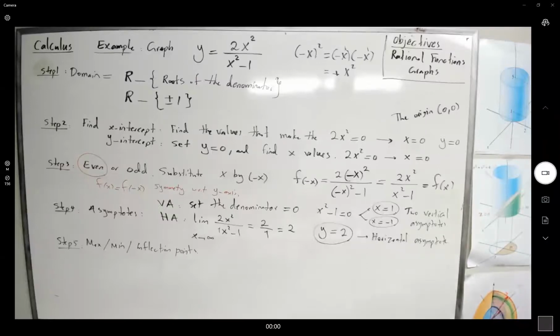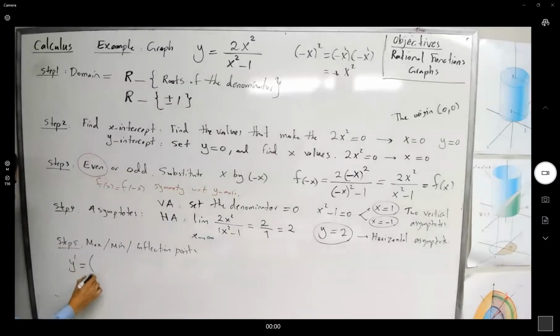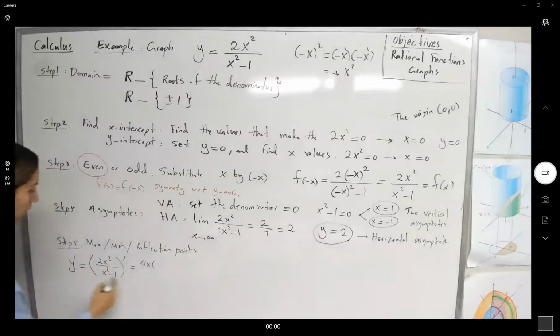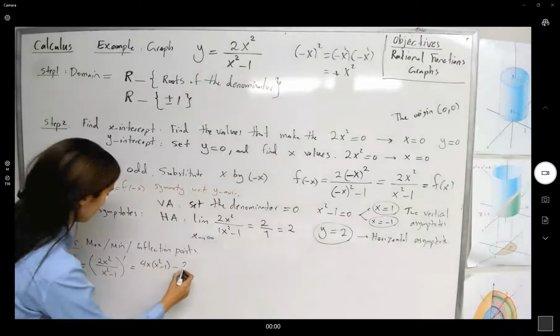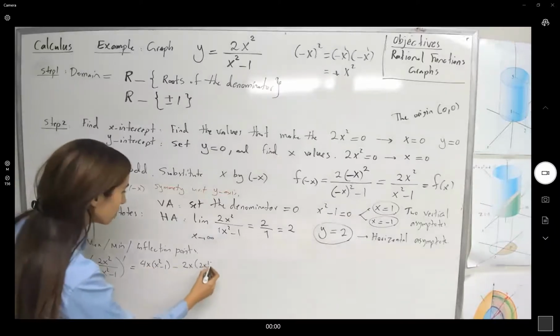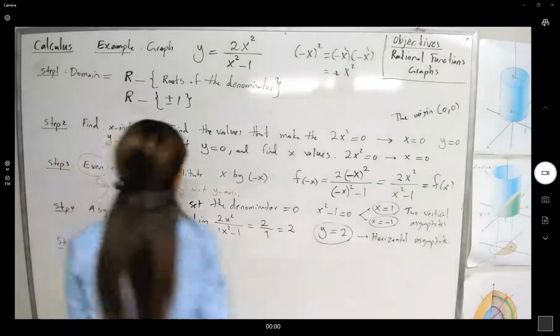Very well. Now let's take the derivative of this function. Remember that to take the derivative, we have to apply the quotient rule. Well, what do we have? We have 2x squared divided by x squared minus 1. The derivative of the numerator is 4x times the denominator, minus the derivative of the denominator, which is 2x, times the numerator, divided by the denominator squared, x squared minus 1 to the second power.